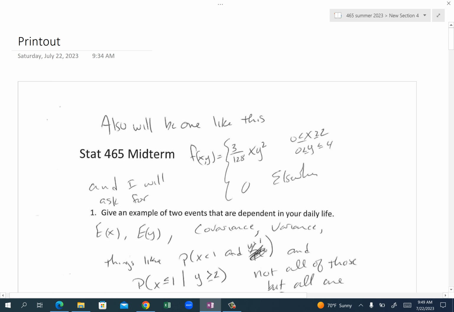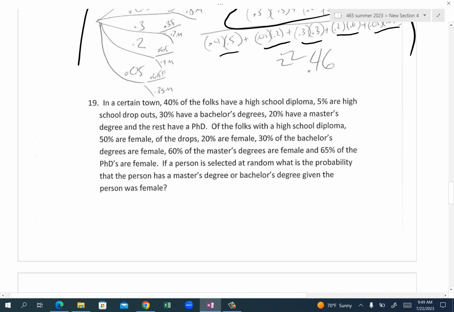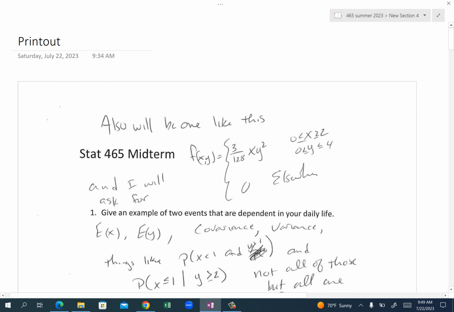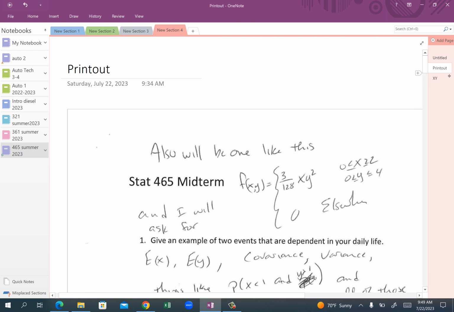Okay, now I'm going to copy this one to the next page here. So this one right here. I'm just going to work through it. It says 3 over 128 xy squared. I'm just going to go to a new page. 3 over 128 xy squared, where x goes from 0 to 2, and y goes from 0 to 4.